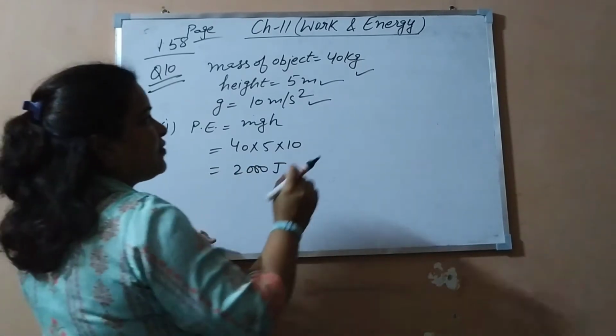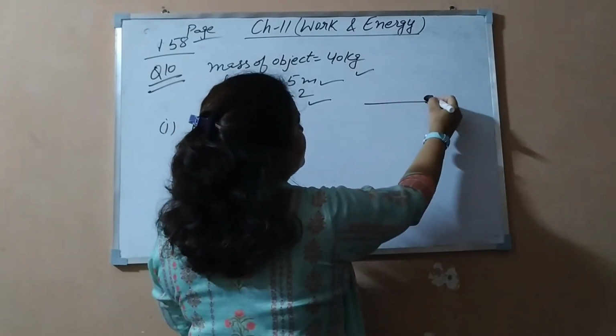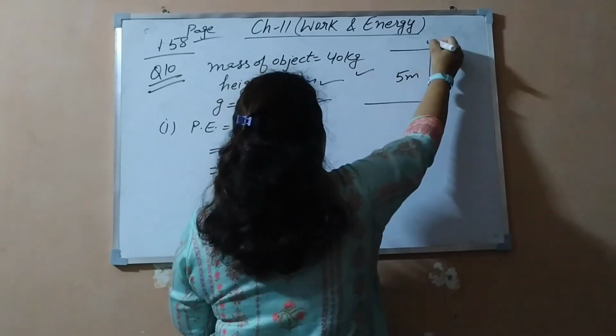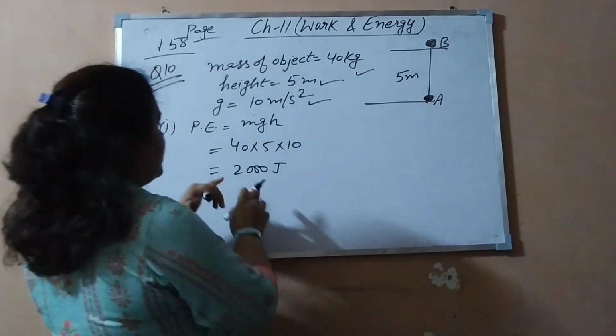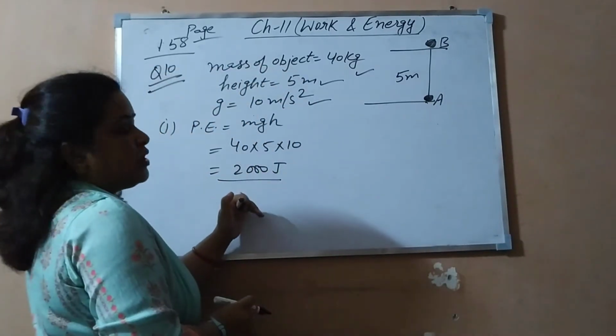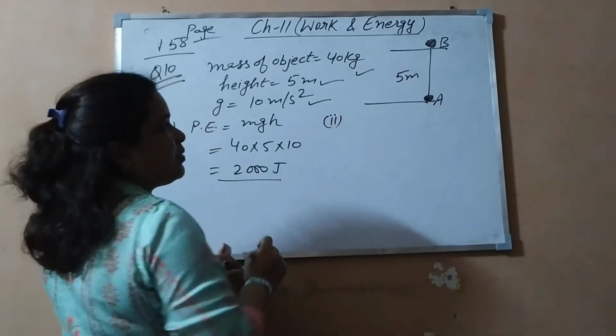Means whenever we raise the body from the ground, whose mass is 40 kilogram, to this height, that is 5 meter, so at point B, this is the point A, at point B the body will have potential energy, and that energy is 2000 joule. Now what is the second part of the question?